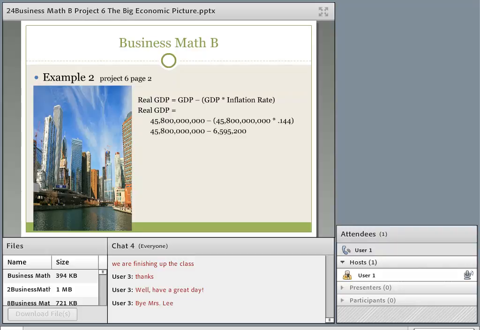So you do parentheses first, obviously. And then you do the final subtraction. And that is your answer for the first line for real GDP. So that is how much was used on goods and services within a specific period of time within the country.